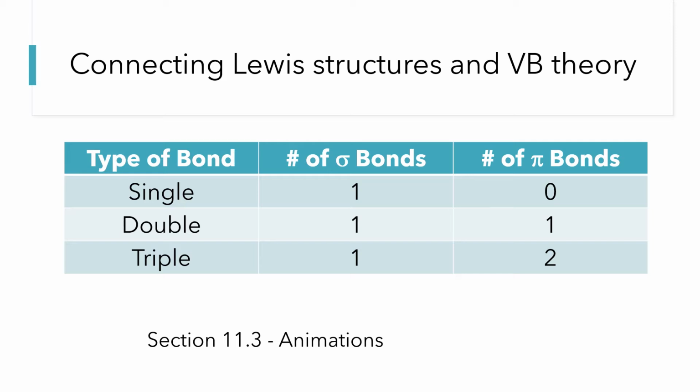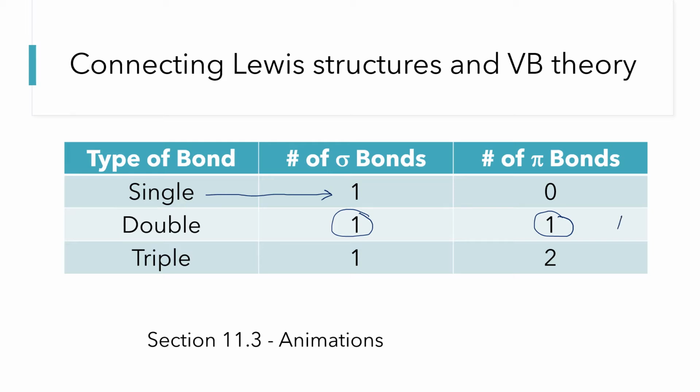This table helps to show how we're going to connect the concept of these Lewis dot structures to valence bond theory. With the Lewis dot structure, if you're showing a single bond, that single bond is going to be a sigma bond, right? One bond, it's got to be a sigma bond. There will be no pi bonds. However, if you have a double bond, out of those two bonds that have been formed, one of those is going to be a sigma bond and the other one is going to be a pi bond.